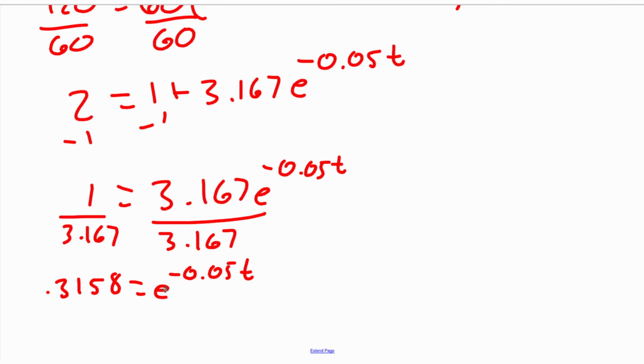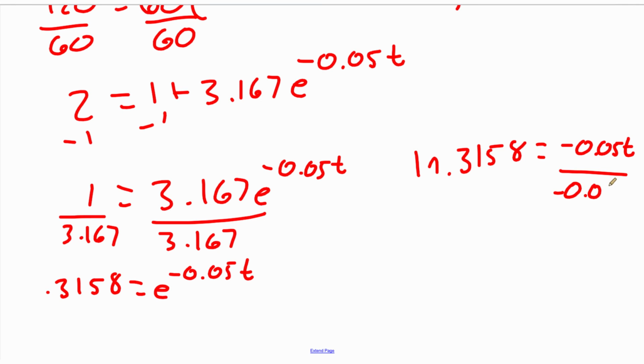Now this is a base of e with the exponential, so we're going to switch this to a natural log. So natural log of 0.3158 equals negative 0.05 t. And then we're going to divide both sides by that negative 0.05. And when we do that, we should get a time of about 23 years. So if 2010 was 0, 23 years later, that would be the year 2033.